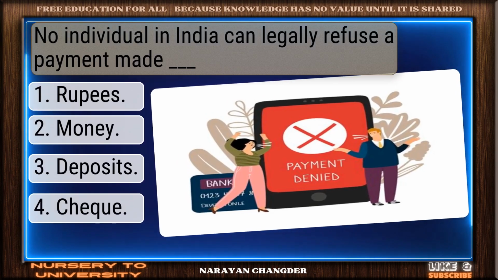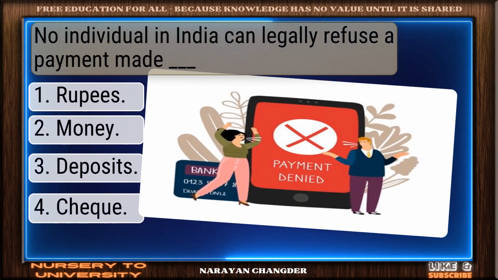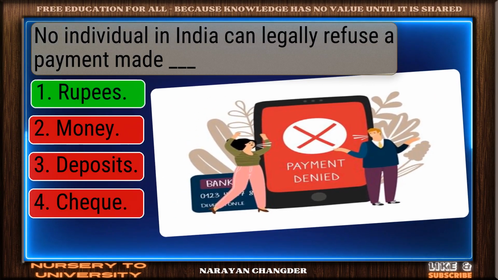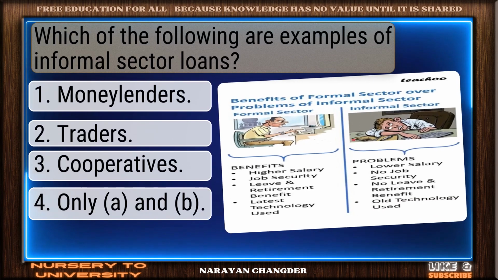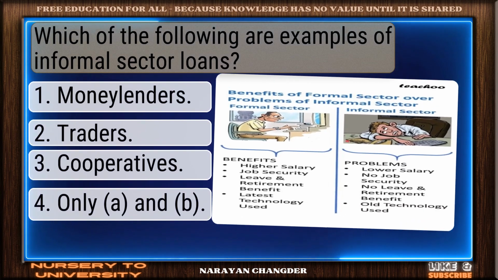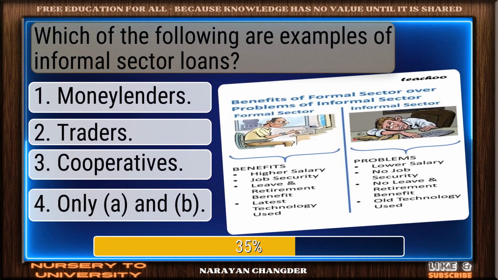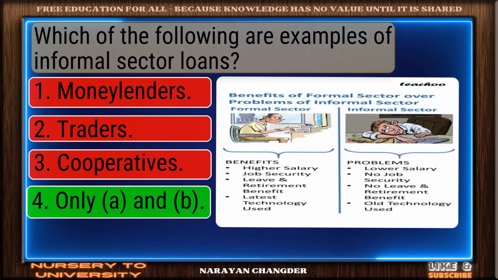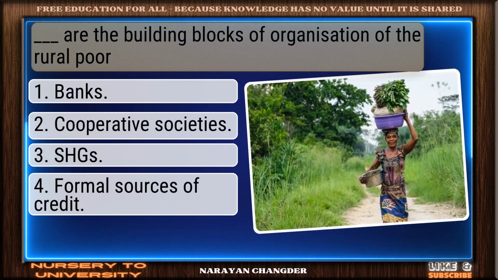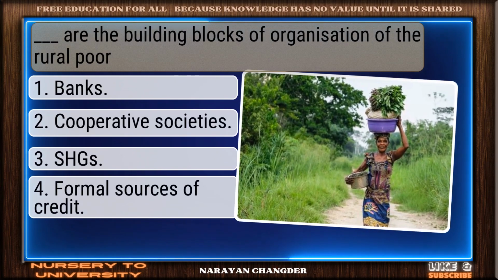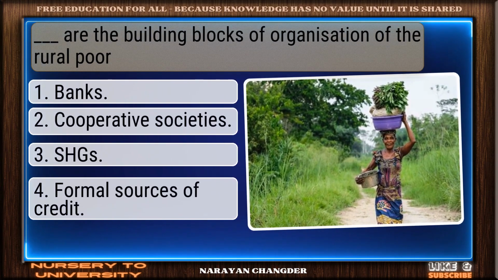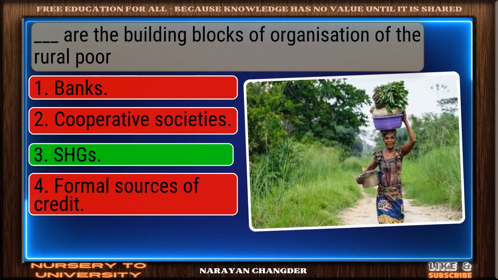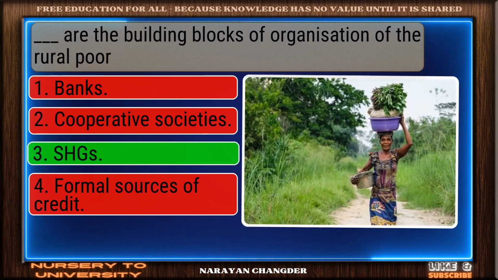No individual in India can legally refuse a payment made dash. You chose rupees, correct? Which of the following are examples of informal sector loans? Excellent choice. Only and is right. Dash are the building blocks of organization of the rural poor. Well reasoned. SHGs is correct.